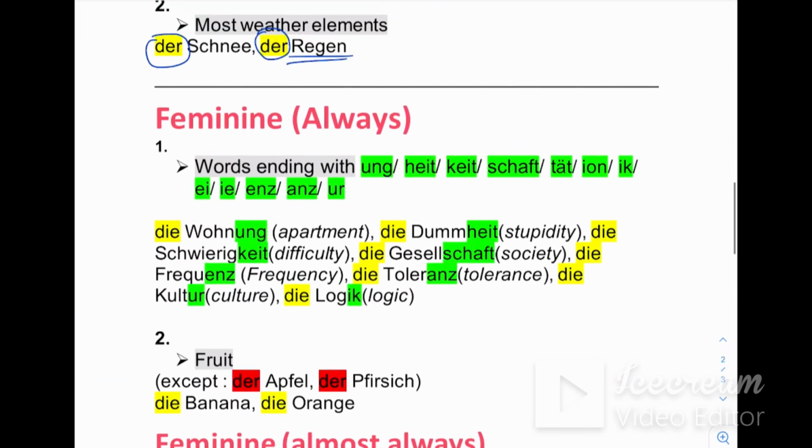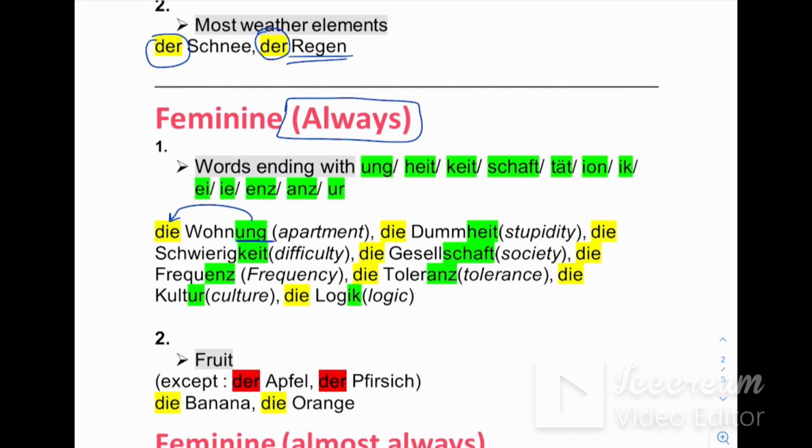Okay, feminine, always, always this rule for words ending with ung, heit, keit, schaft, tät, ion, ik, ei, ie, enz, anz and ur. These all are going to take the feminine article. For example, die Wohnung, you can see the ung ending is there, that's why we put die.